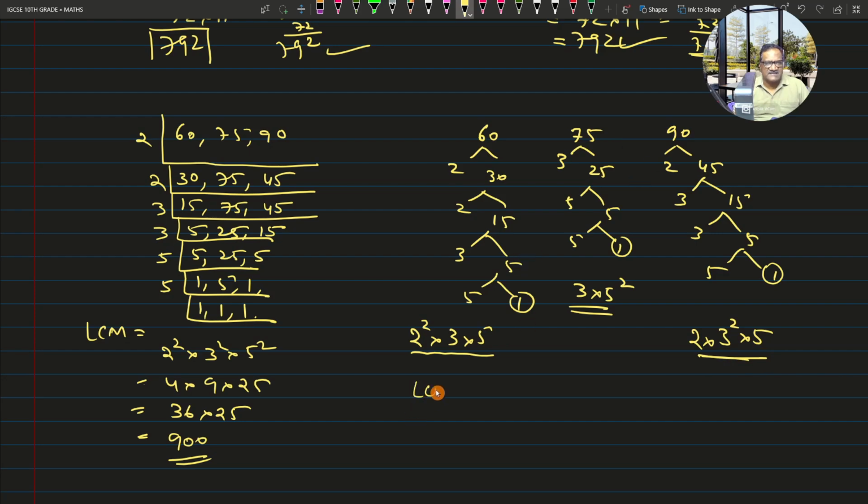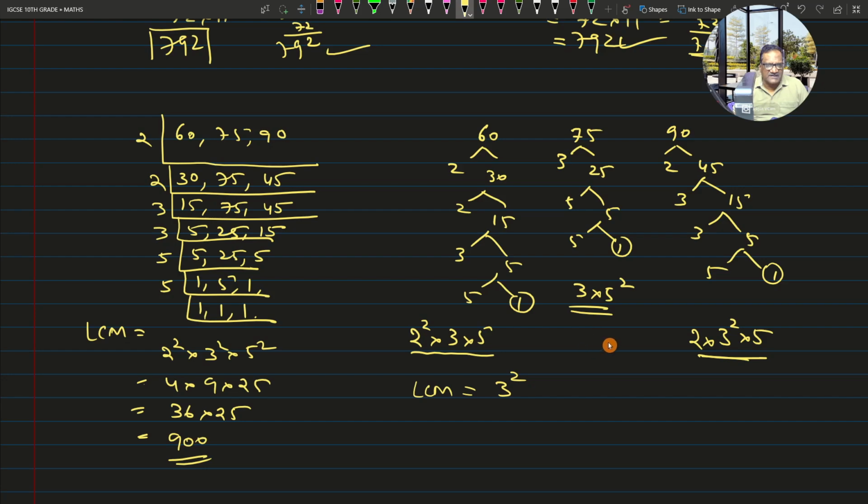Now LCM will be, you'll have to take one by one. So this is 2 square over here. Do you have 2 square over here? No. You have a 2 over here. Okay. So 2 is not common, right? 2 is not common. So we'll go for 3. 3 is common. Here you have a 3. Here you have a 3. Here you have a 3 square. So I'll have to take 3 square, the one with the highest power you have to take. Okay. So 3 square I have taken.